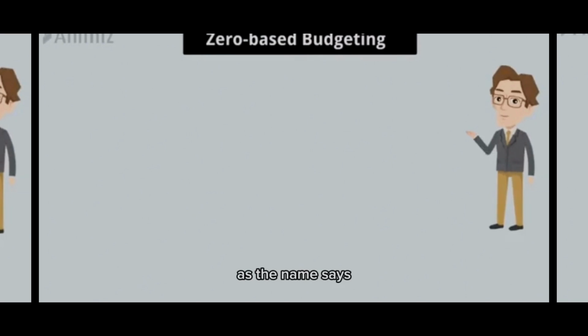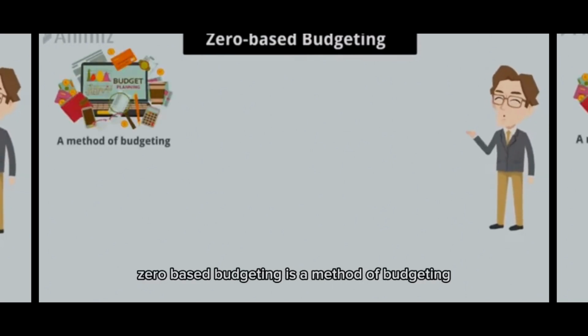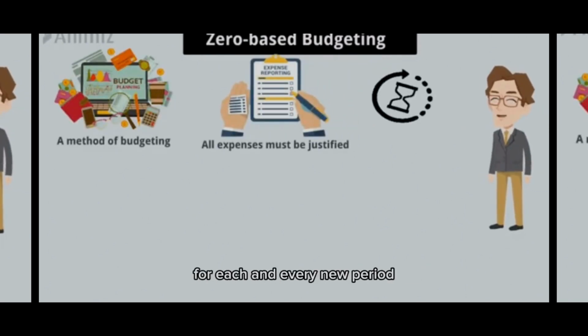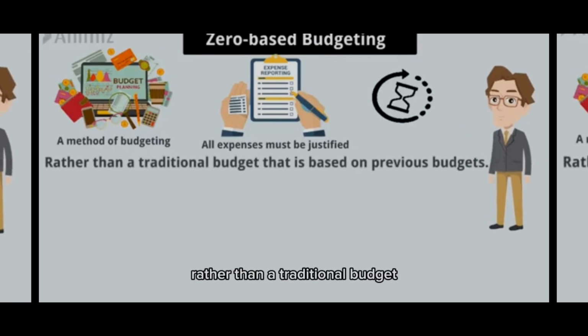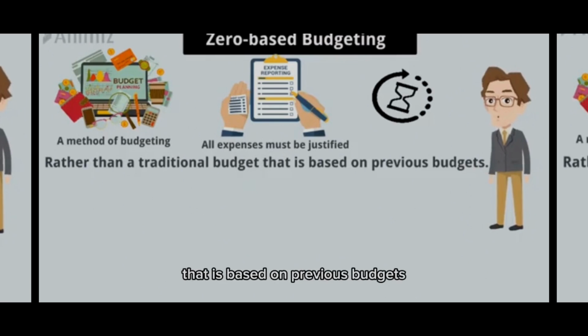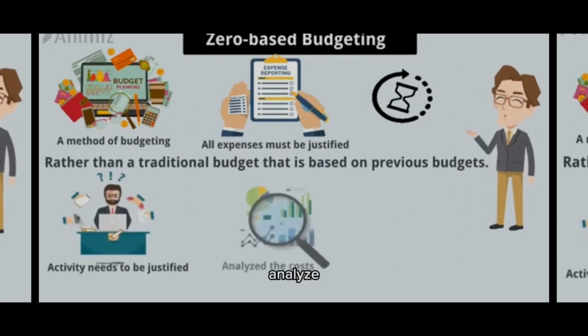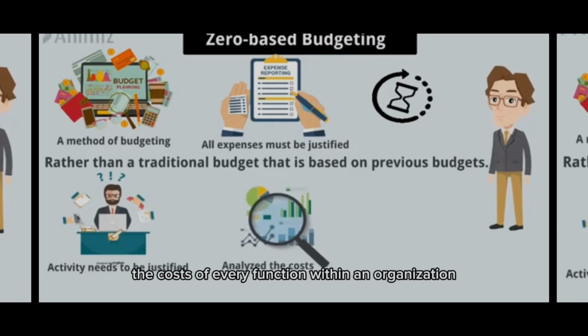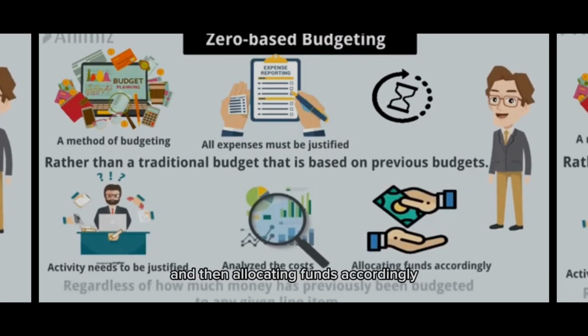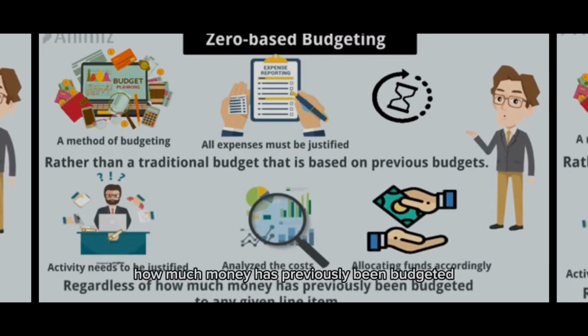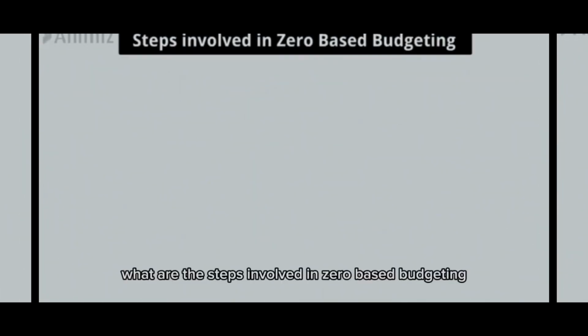As the name says, zero-based budgeting is a method of budgeting in which all expenses must be justified for each and every new period, rather than a traditional budget that is based on previous budgets. In this method, every activity needs to be justified, analyzing the costs of every function within an organization and then allocating funds accordingly, regardless of how much money has previously been budgeted to any given line item.